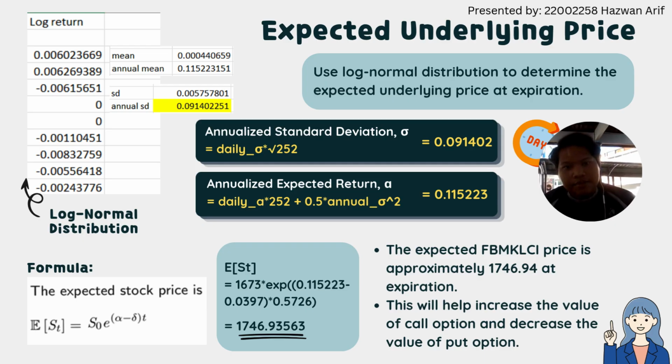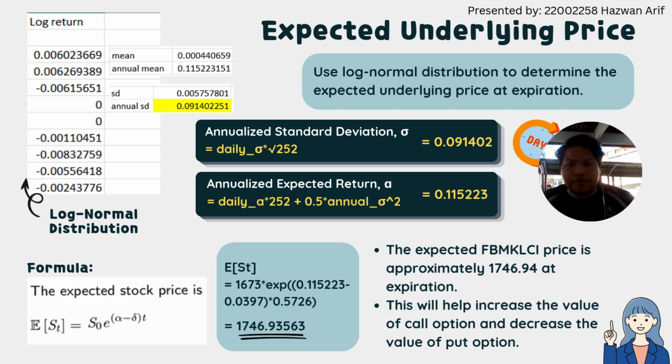Alright, now it is about the expected underlying price, which is the simulation. We use the lognormal distribution to determine this expected underlying price. So here in the top left is the calculation for our log return from the data, and we calculate the annualized standard deviation and the annualized expected return.